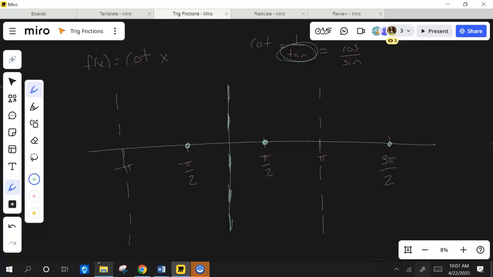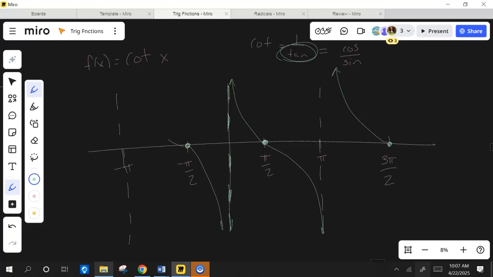Now, instead of going up, it's the flip, right? Everything's flipped, so it's going to go down to the right and up to the left, which is a little different than the tangent graph.